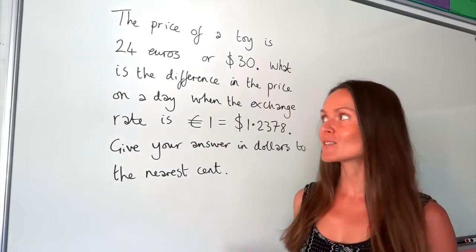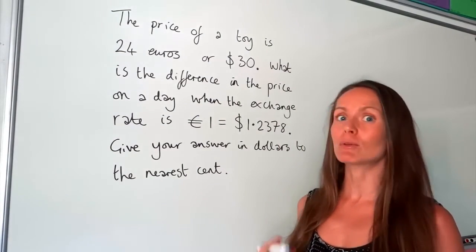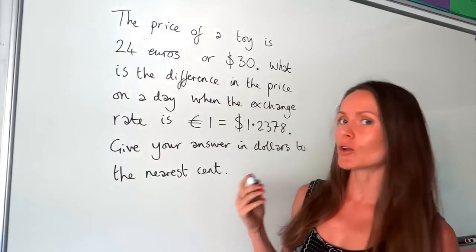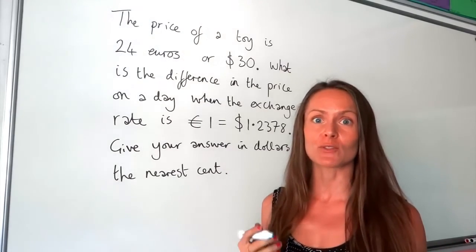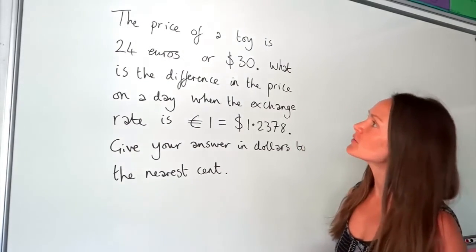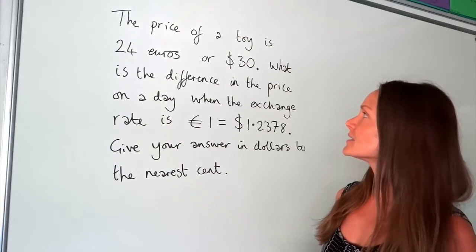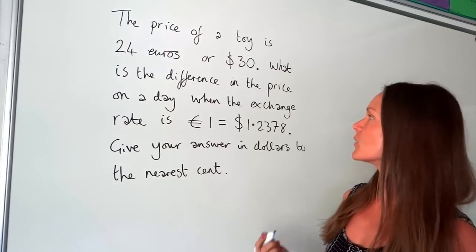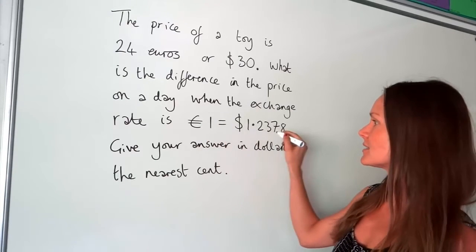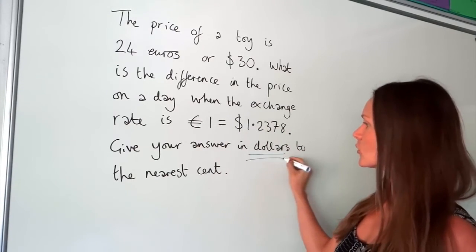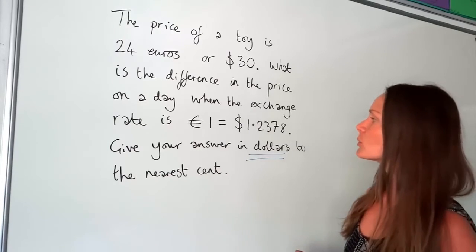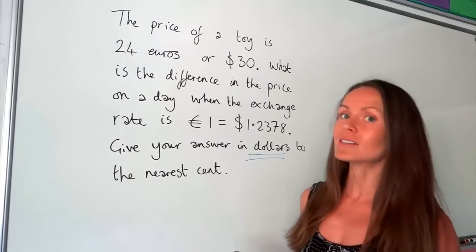Okay, so in this last example, we've got a scenario where we want to buy something and we want to know which currency is best to pay in. So the price of a toy is €24 or $30. What is the difference in the price on a day when the exchange rate is this? Give your answer in dollars to the nearest cent. So we want both of our prices in dollars.